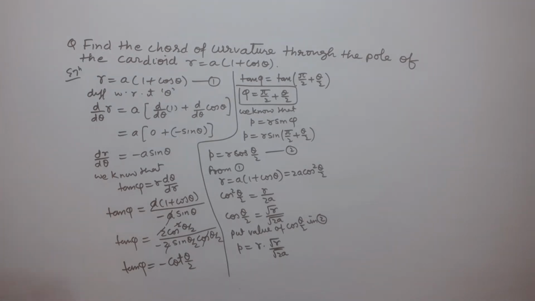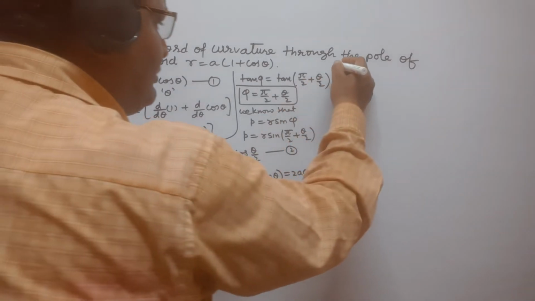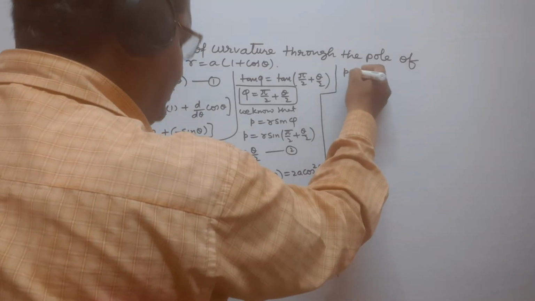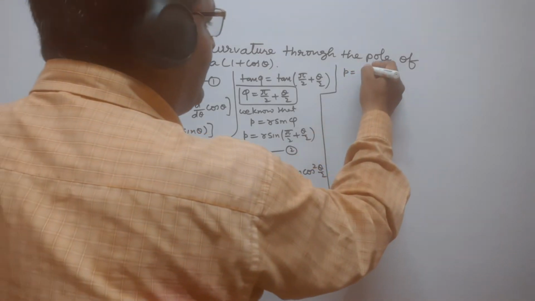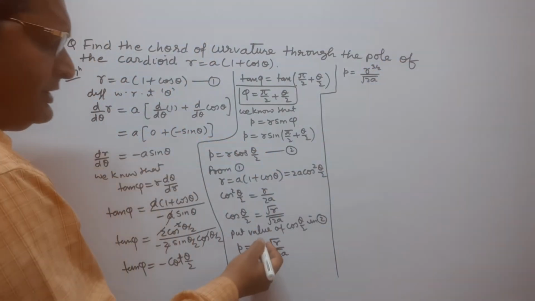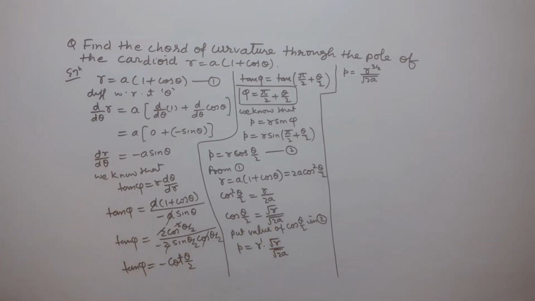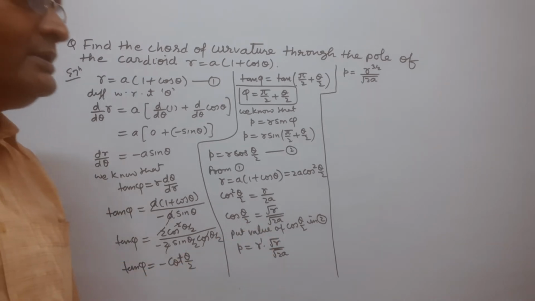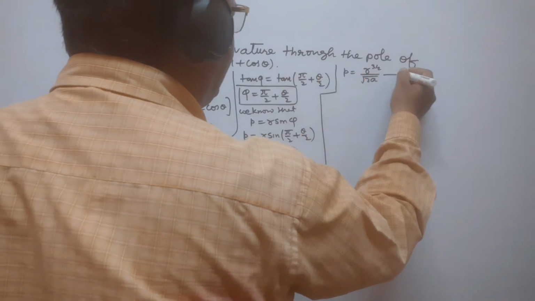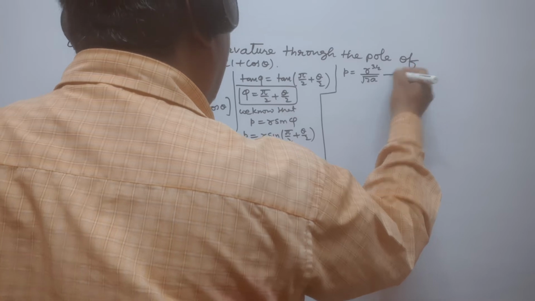So this can be written as P is equal to R to the power 3 by 2 divided by root 2. Because here the power of R is 1, here the power of R is 1 by 2, so 1 plus 1 by 2, that is equal to 3 by 2. Now we differentiate this equation. This is suppose third equation.